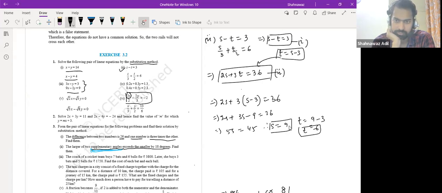I got 2s plus 3s, which is equal to 5s, equal to 36 plus 9, which gives 5s is equal to 45. So s will be equal to 45 by 5, which is 9. And then you calculate t from, right? We need to find t also. So 9 minus 3. So t becomes 6. So you got s equals 9 and t equals 6, right?